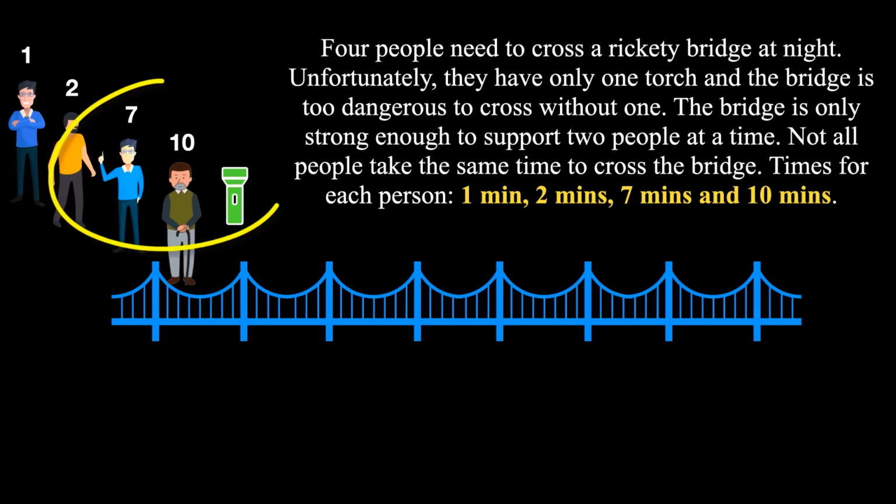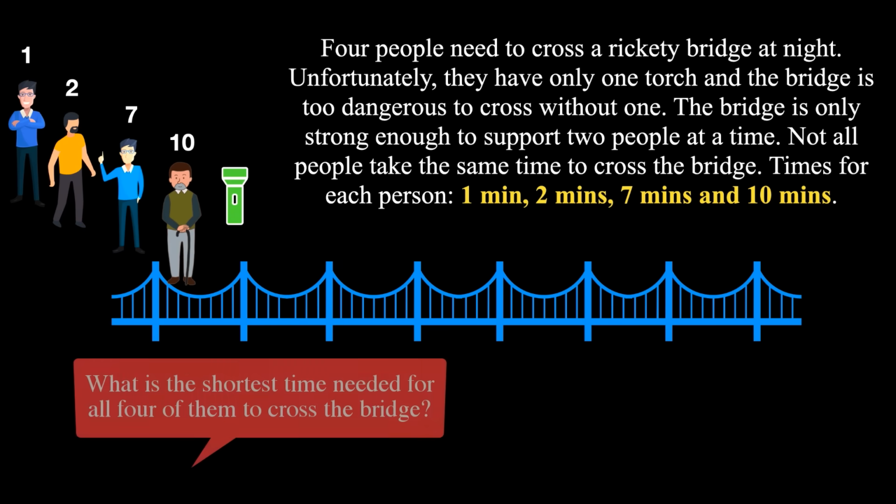For example, if the 2 people with the speed 7 and 10 minutes were to cross together, it would take 10 minutes, leaving 17 minutes for one of them to return and get the rest moving. Can you find the shortest time needed for all 4 of them to cross the bridge?